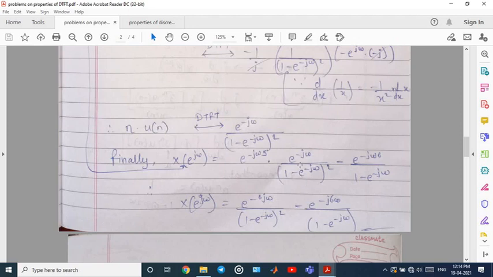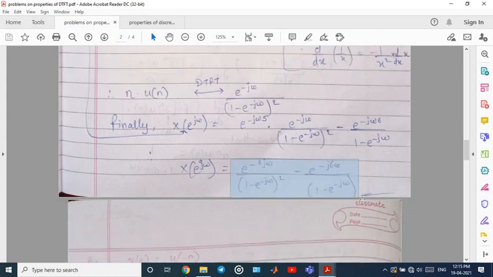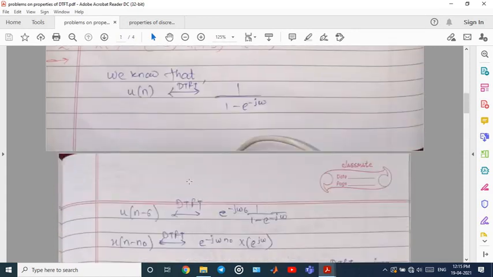So now multiply this in both. It will be e to the power minus 6 j omega and e to the power minus 6 j omega, and the denominator as it is. This is the answer for this question.